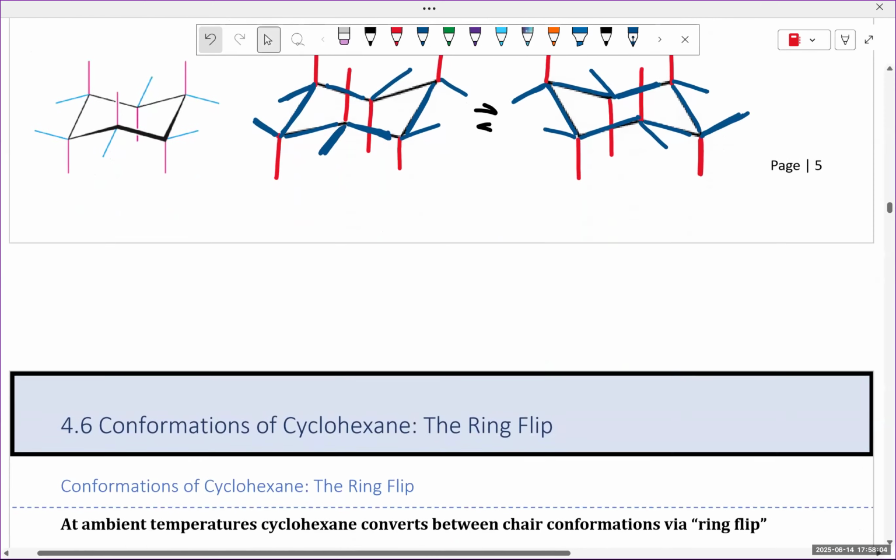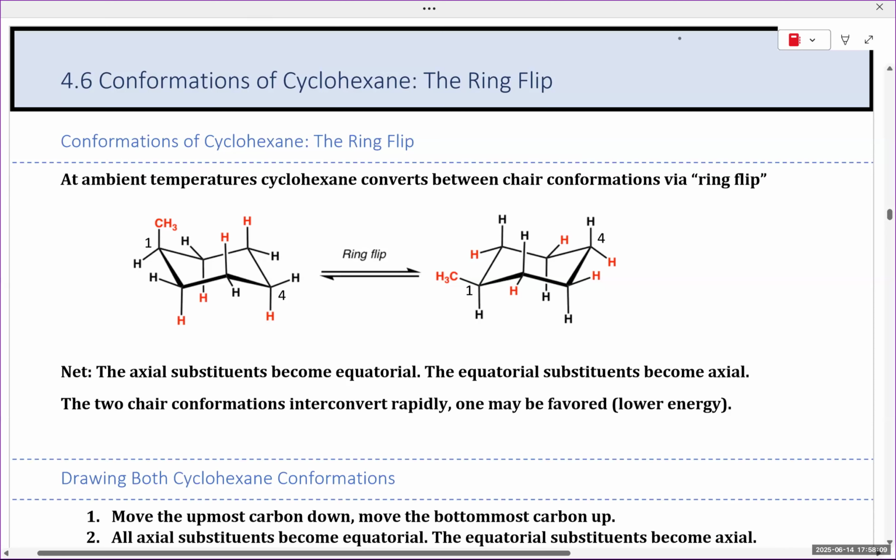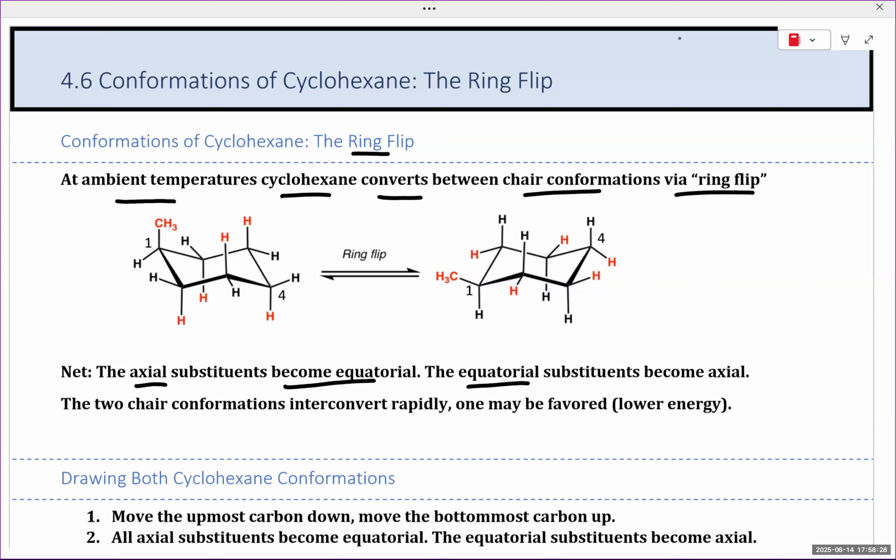Okay, so let's talk a little bit about conformations of cyclohexane and the ring flip. Cyclohexane doesn't exist in a single conformation. At ambient temperatures, cyclohexane converts between chair conformations via a ring flip or chair flip. In a chair flip, the axial substituents become equatorial and the equatorial substituents become axial. The two chair conformations interconvert rapidly and one may be favored at equilibrium. Generally, the lowest energy chair conformation is favored at equilibrium.